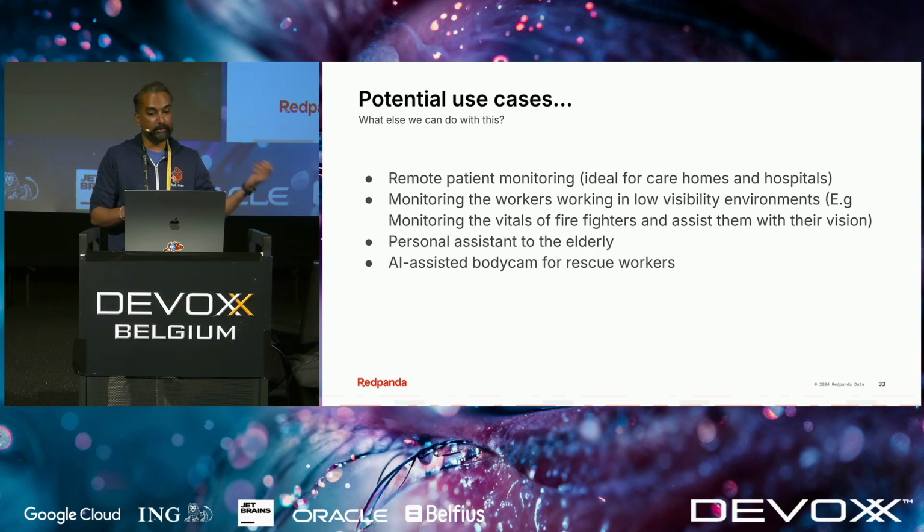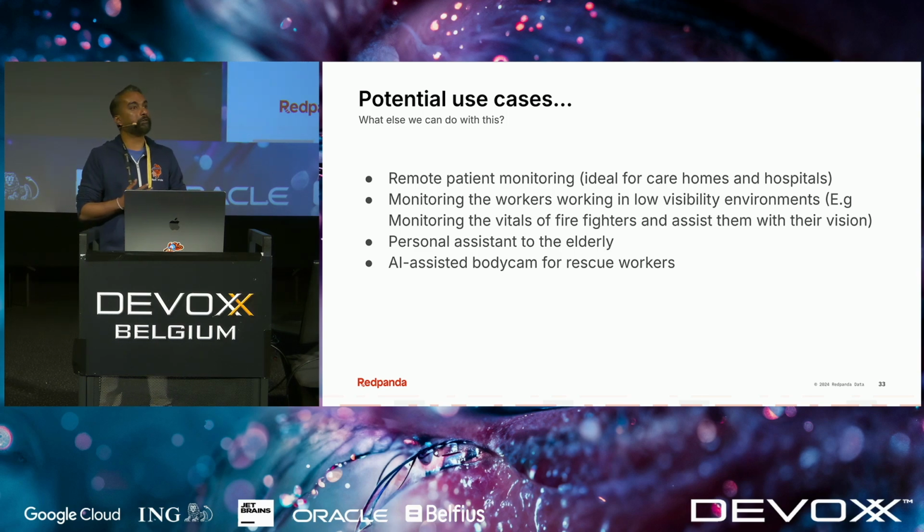This could also be a personal assistant to elderly people, because with the press of a button, this device can summon some kind of activity, or the personal assistant can narrate a scenery, and why not, we can make it write a song and sing a song as well. So there are possibilities. This could be an AI-assisted body cam for rescue workers, and we can augment it with an AI-augmented heads-up display as well. So there are many potentials. This is just the starting step for the project.